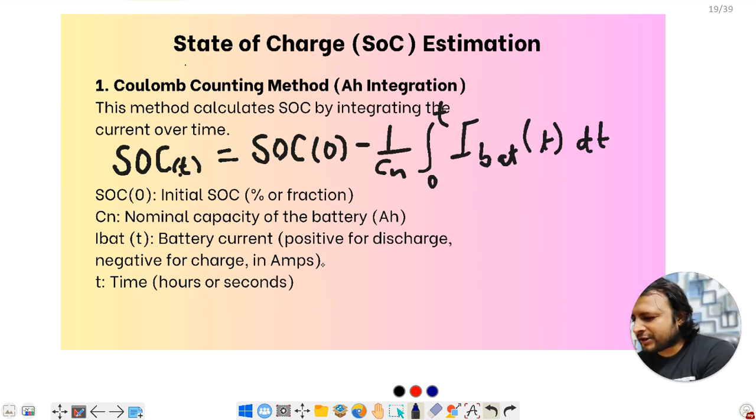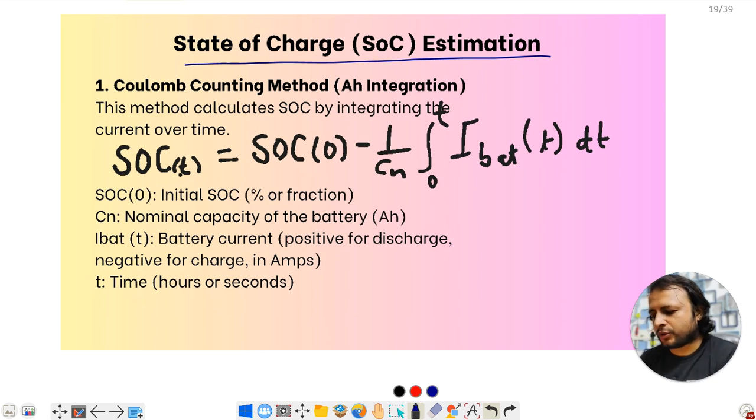So the first method is what? The estimation of SOC, that is called the Coulomb counting method. And in this method we are using one formula. This method calculates SOC by integrating the current over time.